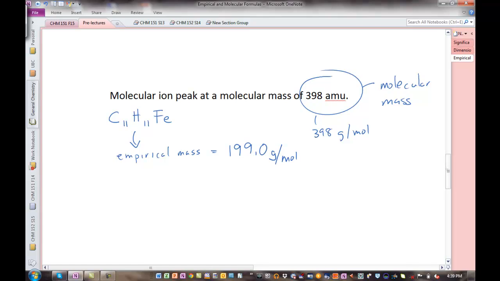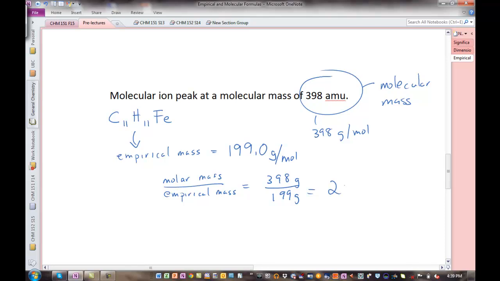Okay, so if we take the molar mass divided by the empirical mass, the larger mass divided by the smaller mass, we can figure out how those two formulas are related. And I think you can see 398 grams divided by 199 grams, what do we get? We get a factor of 2.